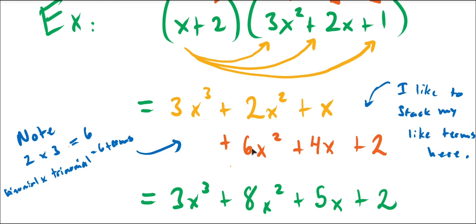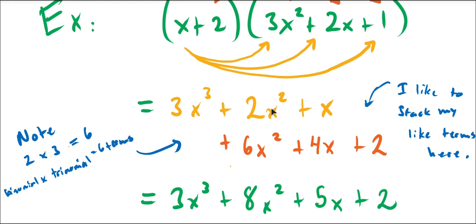I like to stack my like terms like this. So we take x and multiply by 3x squared, we get 3x cubed, 2x, we get 2x squared, and 1, we get x. We take 2 and we multiply it by 3x squared, we get 6x squared, 2x, we get 4x, and 1, we get 2 when we multiply 2 and 1 together.